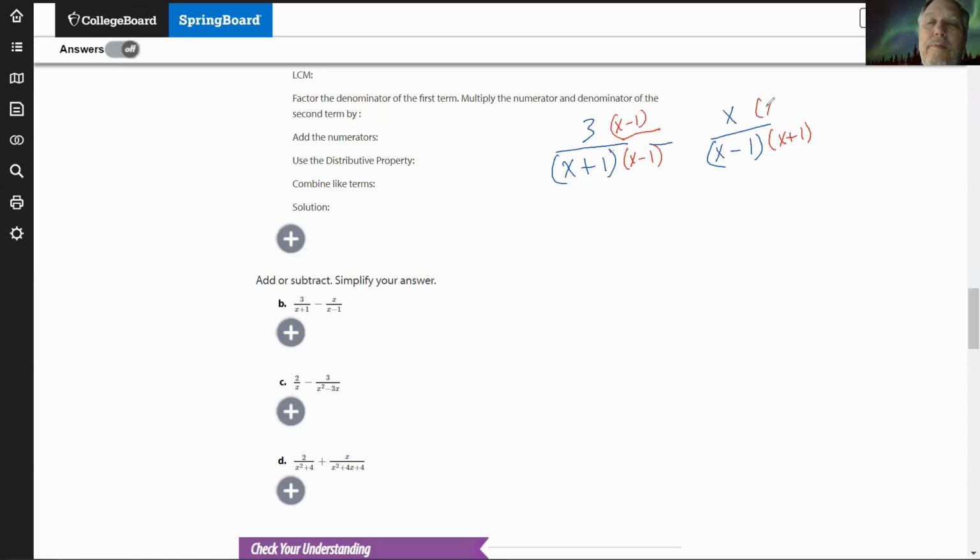And then x plus 1 on the top over here, because these are just 1. That's all they are. These are just 1. Okay. All right, so now we're going to go ahead and do this. Our least common multiple then is of course going to be the x plus 1, x minus 1. And then across the top, we're going to have 3 times x minus 1 minus x times x plus 1.